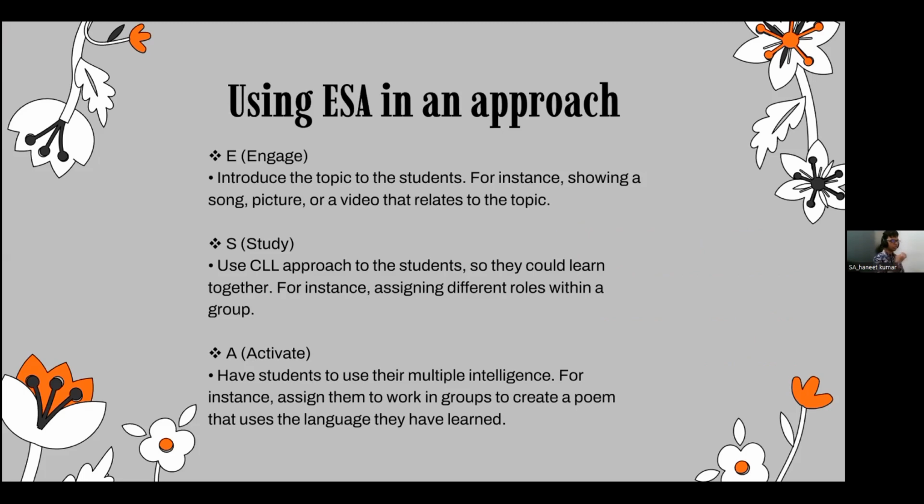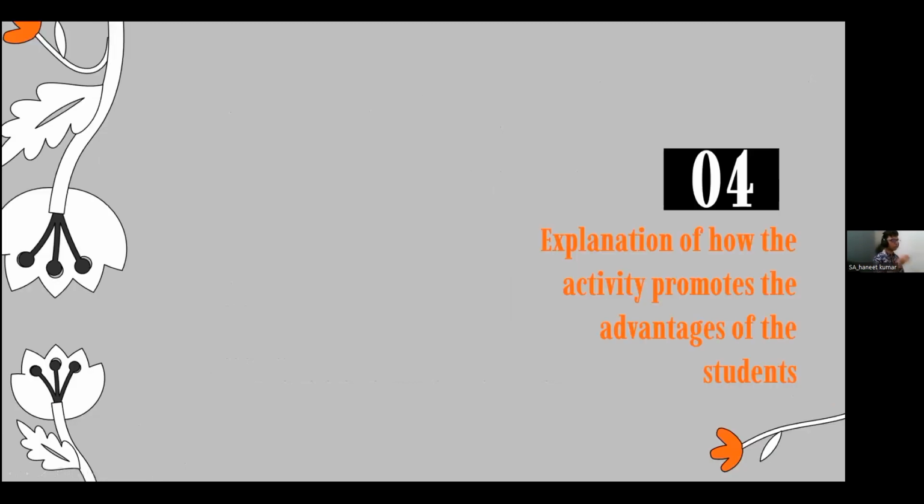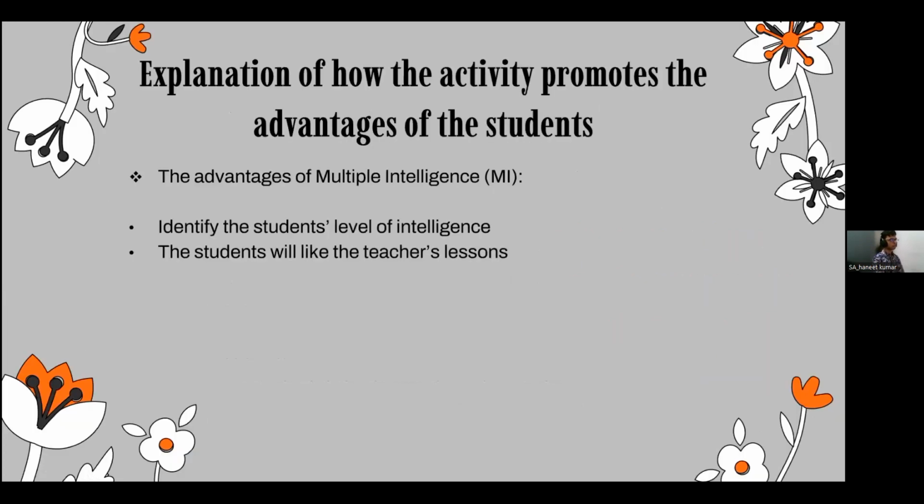Next, we're going to talk about the explanation of how the activity that we did promotes advantages for students. Number one, we use two types of intelligence that I explained before. Number one will be MI, which is multiple intelligence. It has two benefits that it gives. Number one, we can identify the students' level of intelligence. Where are they good in? How can we improve it?